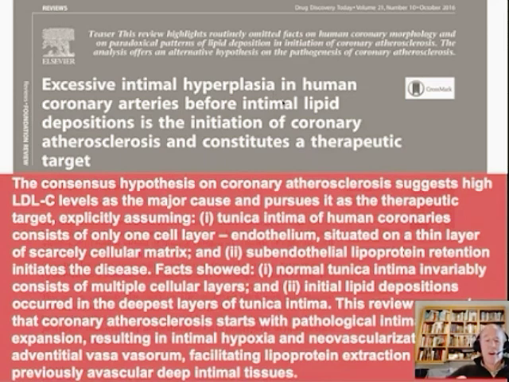This review suggests that coronary atherosclerosis starts with pathological intimal expansion resulting in intimal hypoxia and neovascularization of adventitial vasa vasorum, facilitating lipoprotein extraction by previously avascular deep intimal tissues. And so that's the hypothesis, and my point is that it's really interesting that the conventional explanation of how coronary atherosclerosis develops has to falsify the true histology.